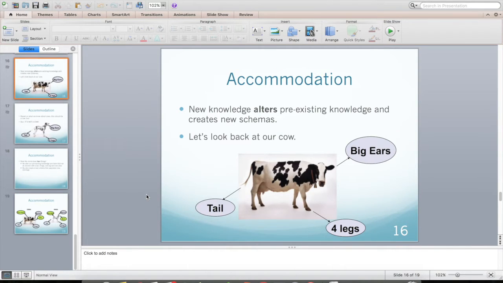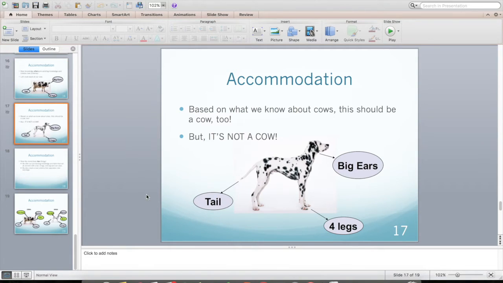Now that's different from accommodation, because accommodation means that the new information I have can't go in that box. And so I have to create a new box. I have to create a new schema. So if I look back at my cow, same 3 things, but if this time I see a dog that has the same attributes as the cow, big ears, 4 legs, and a tail, and this one's even black and white, I look at my mom and I say, is that a cow? And she says, no, of course that's not a cow. Haven't you seen a dog before? And I say, okay, so that's a dog.